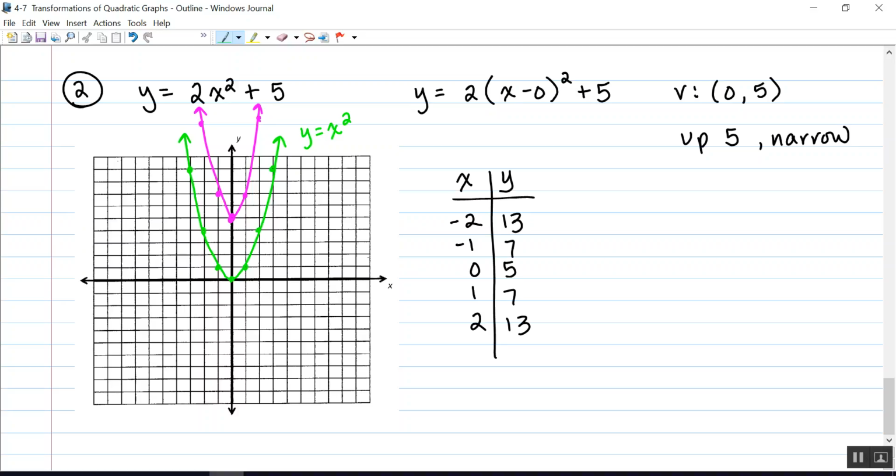So in this section, we took a look at writing a quadratic function in vertex form, which really helps us to graph it. It makes it really easy to find the vertex, and we reviewed some of the transformations of quadratic graphs.